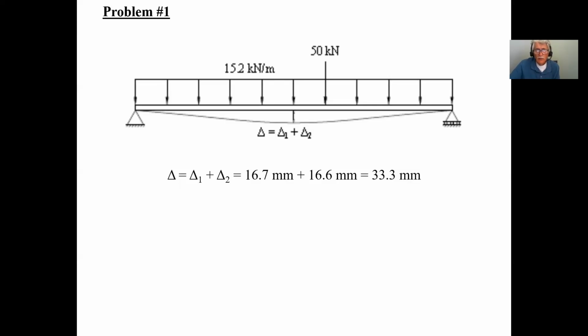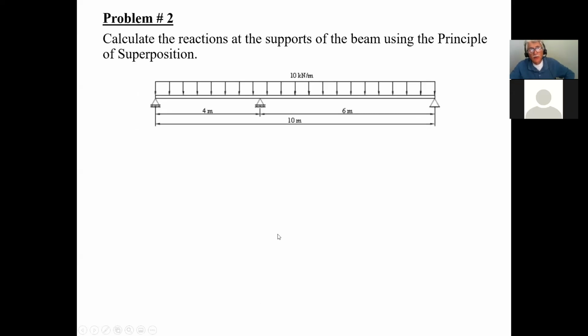Any questions before I move on to the second problem? Or is it clear? Is it okay? Yes, sir. Thank you. Good. Thank you. Okay, now this was the second problem.